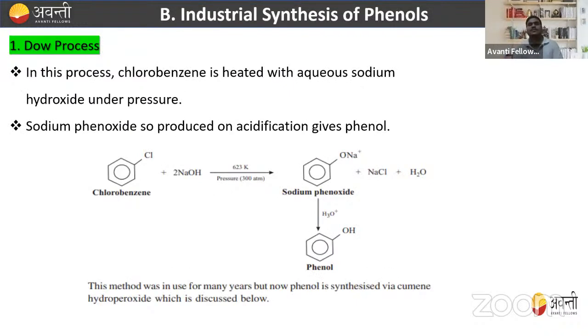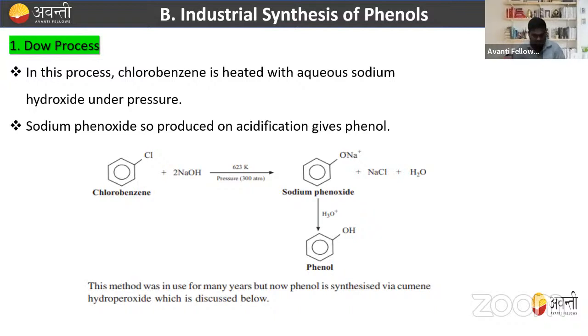Now, this is the industrial synthesis. So how can we prepare phenol in industries? The first one is the Dow's process. This is a very, very important process. In this process, chlorobenzene is heated with aqueous sodium hydroxide under high pressure. The sodium phenoxide so produced gives phenol on acidification. It is similar to the previous one, just to prepare sodium phenoxide. Once it is prepared by heating, just by acidification, we'll get the phenol.